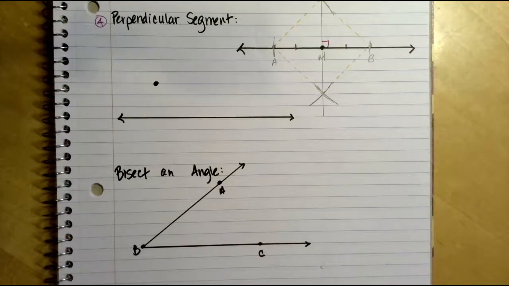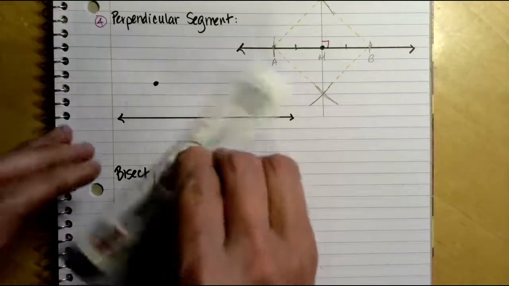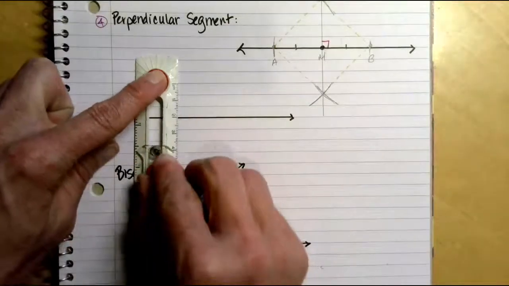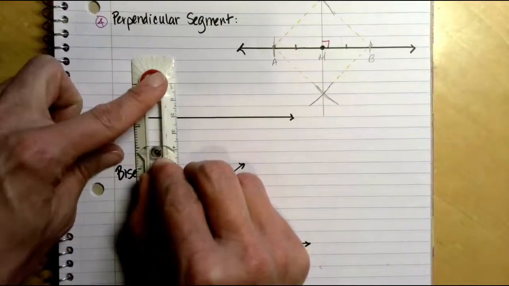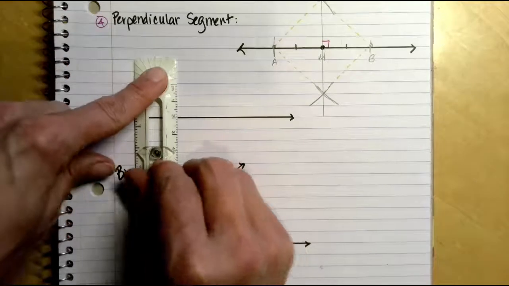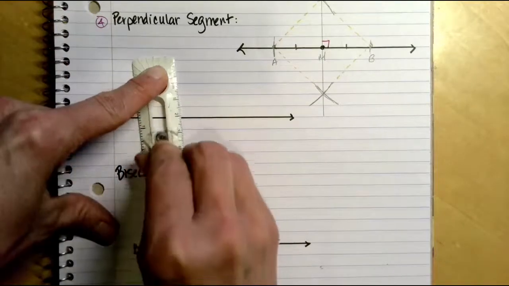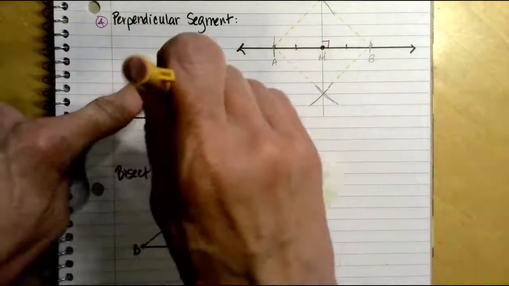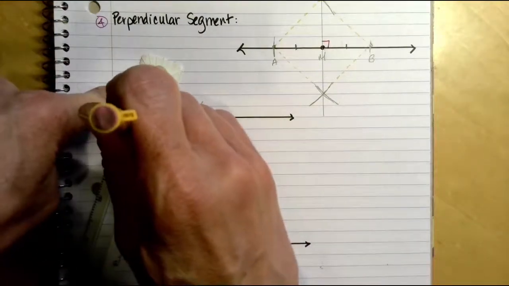All right, I can also do this from a point. I can draw a perpendicular segment from a point that's not on the line. And what I'm going to do for this one, same as I put my point here and declared my line segment, here I'm drawing the parameters. I'm going to give myself this line segment.